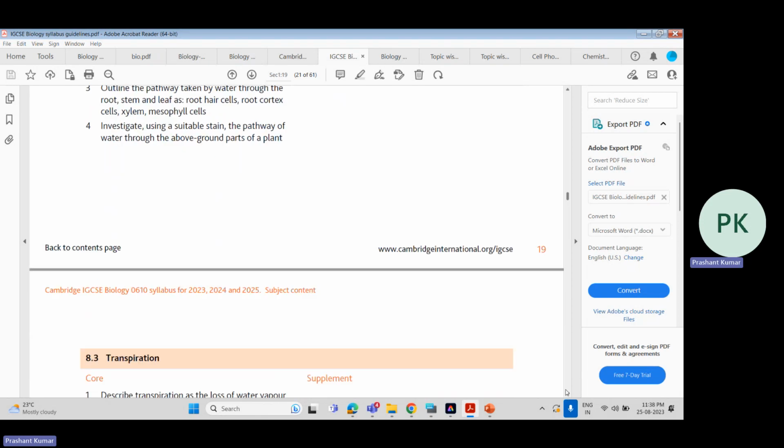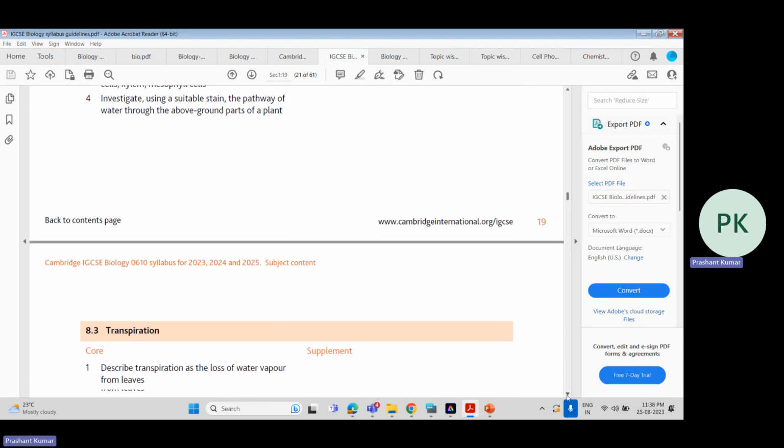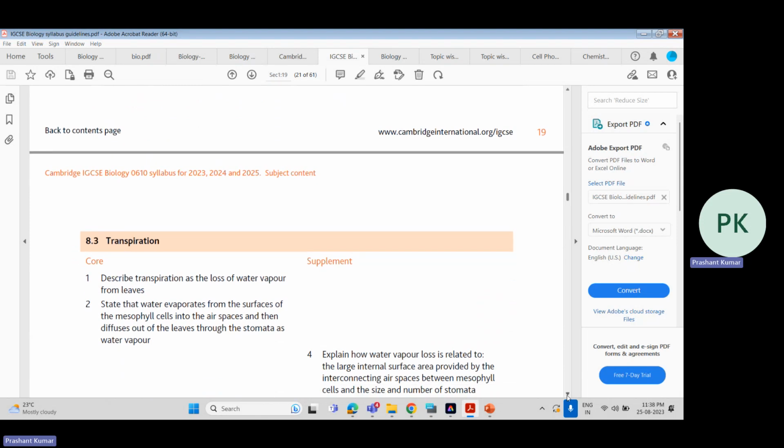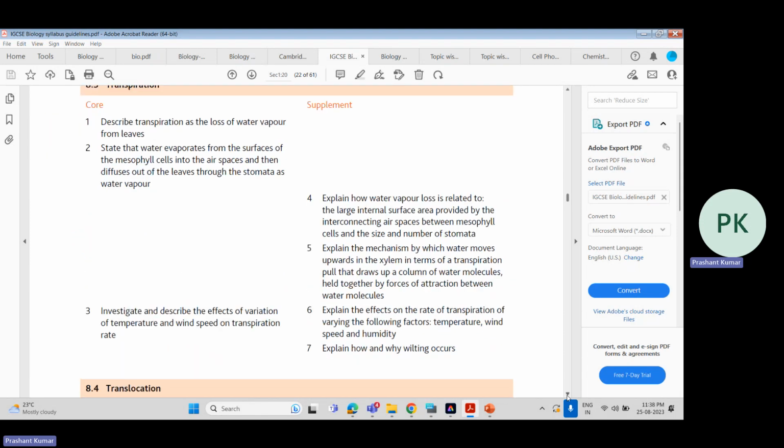Then after that, we have transpiration. In transpiration, we'll discuss the process. Then we'll talk about what is evaporation and how evaporation helps in the movement of water from the plant to the air. Then there is an investigation question here, where we have to describe the effect of variations of temperature and wind speed, only limited to temperature and wind speed, on transpiration rate.